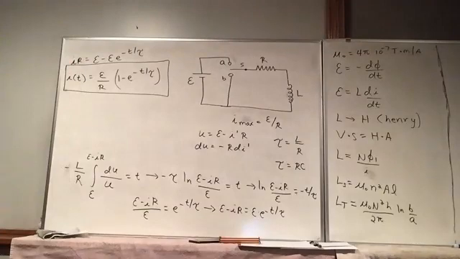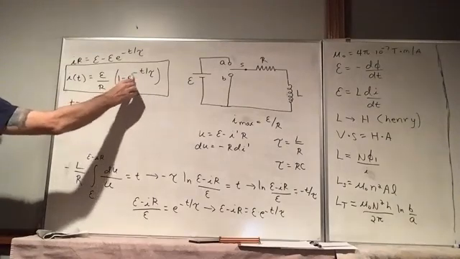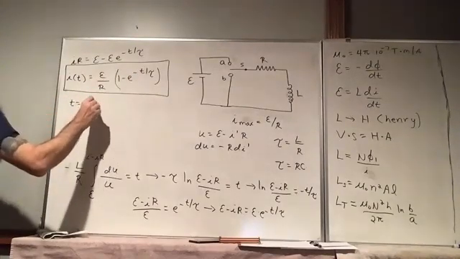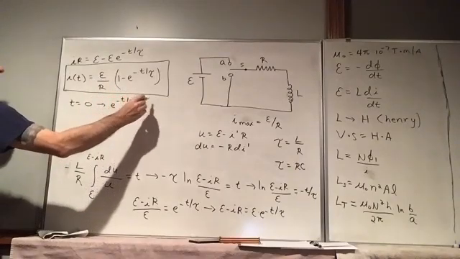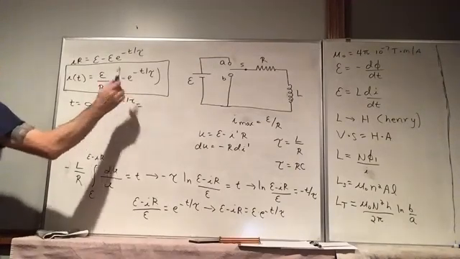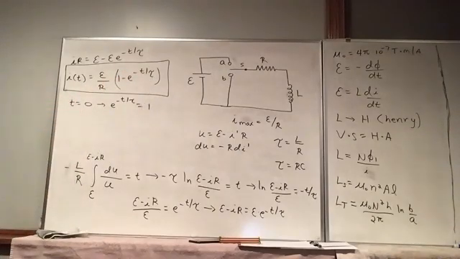For current as a function of time, we start out at a current of 0. We should probably check that. Let's say t equals 0. Then in this term, we have e to the 0. So e to the 0 is 1. So 1 minus e to the 0 is 0. And we do get a current of 0 at t equals 0.